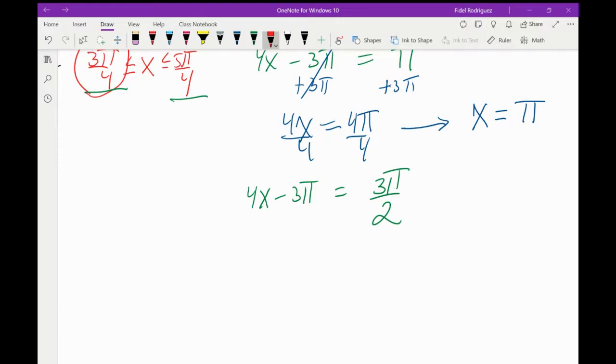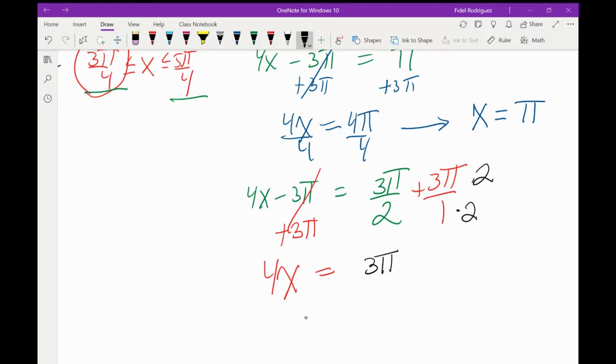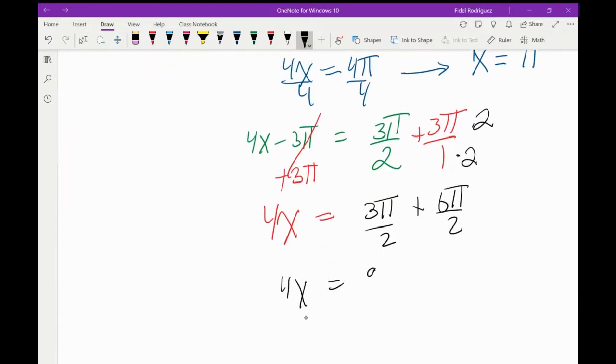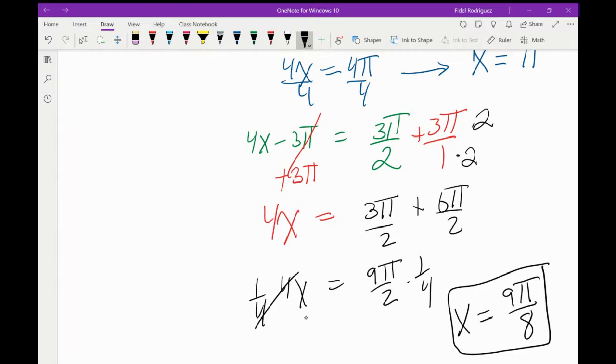All right, same thing here. We're going to add 3 pi, which I'll think of as 3 pi over 1. Those are going to cancel. We need a common denominator, and between 2 and 1 it's going to be 2. So 3 times 2 is 6 pi over 2, which should give me 9 pi over 2. Then multiply by the reciprocal, 1 over 4, and we end up with 9 pi over 8. We good so far?